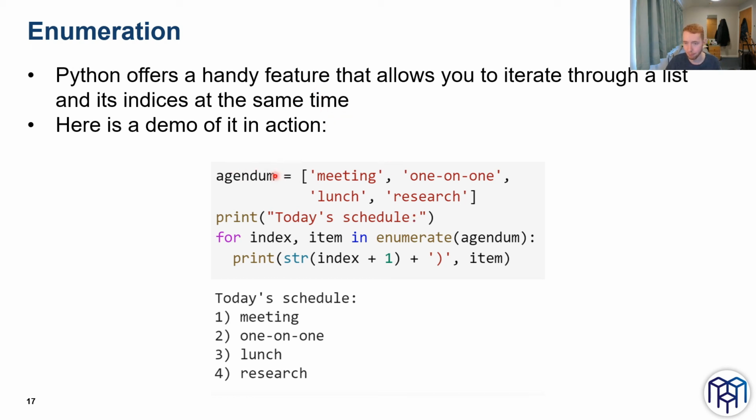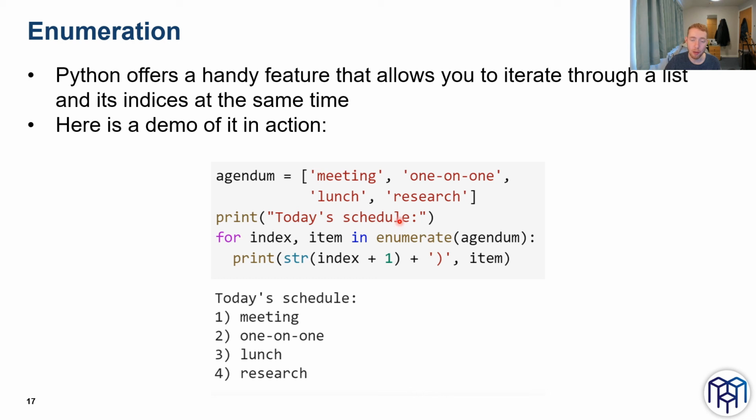We have our agenda for the day, so 4 different items in that. And then we want to print out today's schedule. We want to print out in a format where we have a numbered list. And so what we're going to do, we're going to loop through this list, but not just the list itself. We're going to wrap that in the enumerate function, so an enumerated form of this list. And if you don't know what the word enumerate means, it basically means to count.